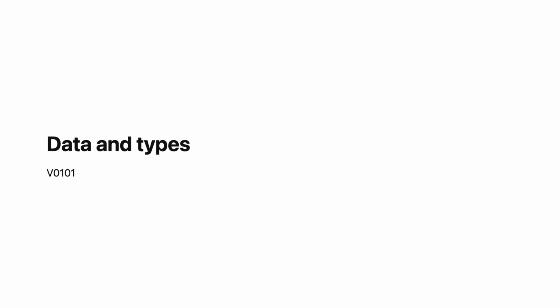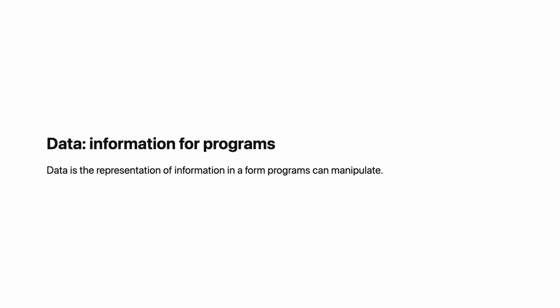But a program cannot work with ideas directly. It cannot understand John as a name the way humans do. It works with representations, specific patterns of bits, specific structures in memory. Data is the bridge between the real world and the program. We take information from the world, represent it as data, process it, and produce results. Understanding data means understanding how to represent the information in a way programs can manipulate.